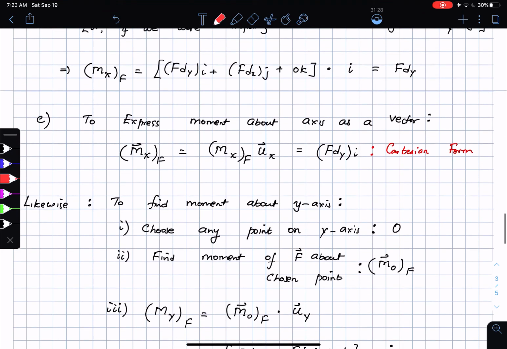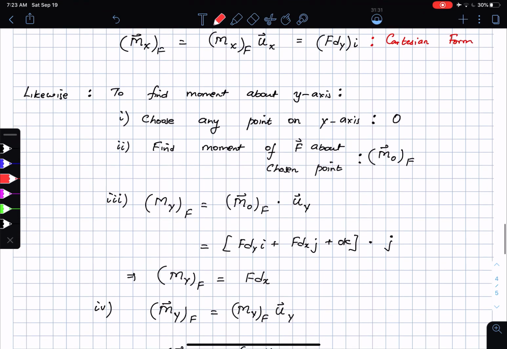And the same procedure is followed for the y moment as well, about the y-axis. So the vector approach and the scalar approach are both elegant, and depending on the problem we will use one or the other, but it's good to know how to do both.